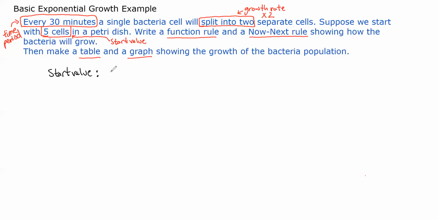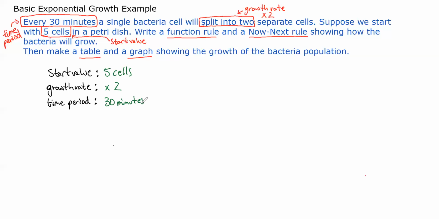of, let's get a different color, a little green, 5 cells. All right, we also have the growth rate. And again, we'll go to green, of times 2. Right, we're multiplying by 2, doubling. This says split, but we're not dividing, we are multiplying. All right, and we also have, and important, a time period to think about. And this is 30 minutes.